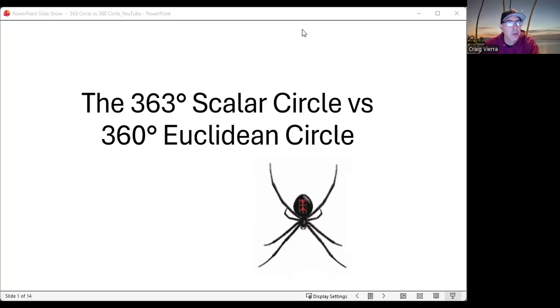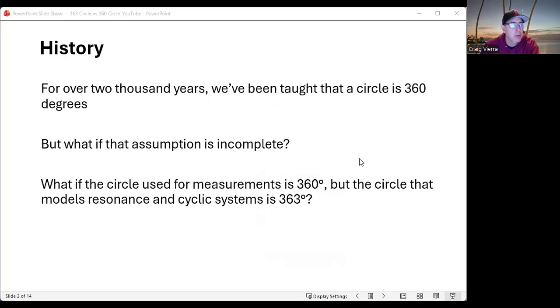I'm going to share my screen and we'll get into looking at this. All right. So we're going to look at the 363 scalar circle, and we're going to compare that to the Euclidean circle. When we do this, we'll look at some of the salient differences between these two, and try to make it clear to you why we're using 363 degrees.